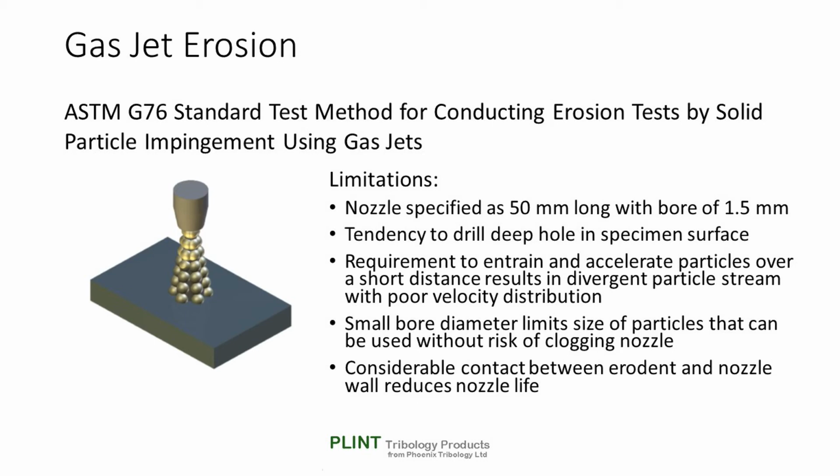There are various established erosion test rigs, of which the most common is the gas blast erosion rig specified in ASTM G76, the standard test method for conducting erosion tests by solid particle impingement using gas jets. ASTM G76 specifies a short and small diameter nozzle, 1.5 millimeters. This arrangement results in a non-uniform particle flow and a divergent particle stream. As the rate of erosion is dependent on both particle velocity and angle of incidence, this is not entirely satisfactory. Particle flux has a large influence on erosion rates and may well explain the variability observed in many interlaboratory tests.